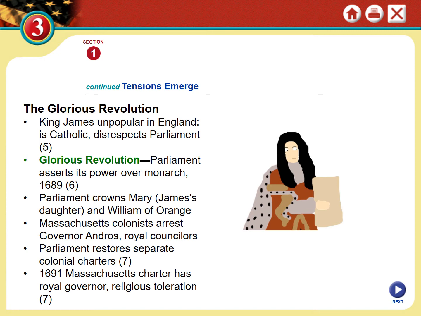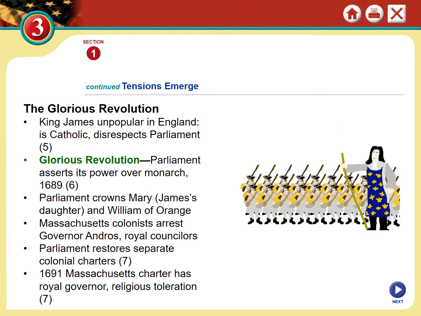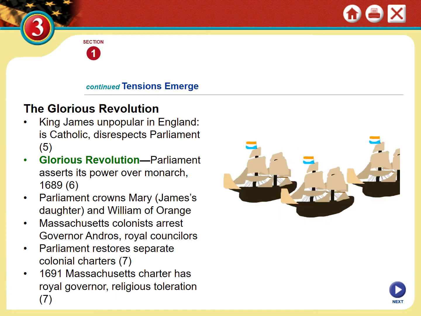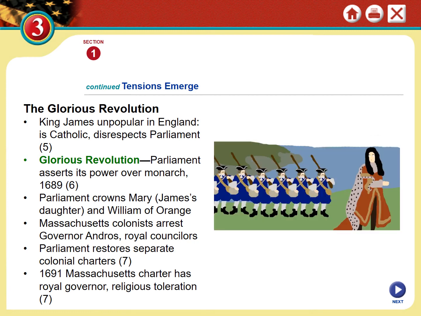Meanwhile, back in the colonies, the Massachusetts colonists arrested Governor Andros, which, by the way, is a bad guy in the old SNES Star Fox, so Andros. Anyway, they arrested Governor Andros and all of his advisors. And the Dominion of New England fell apart.